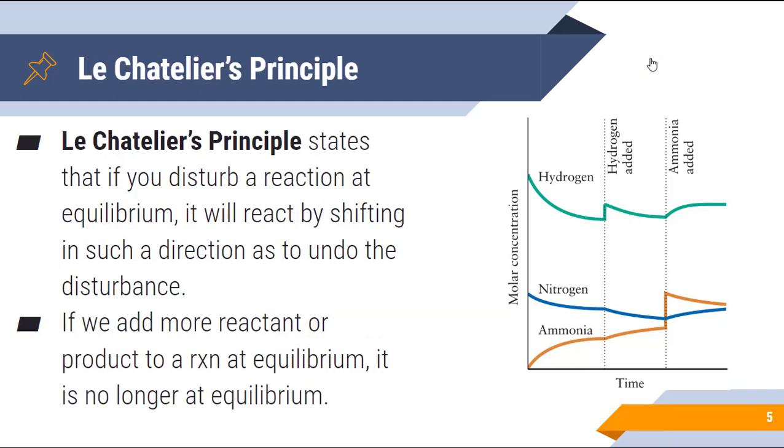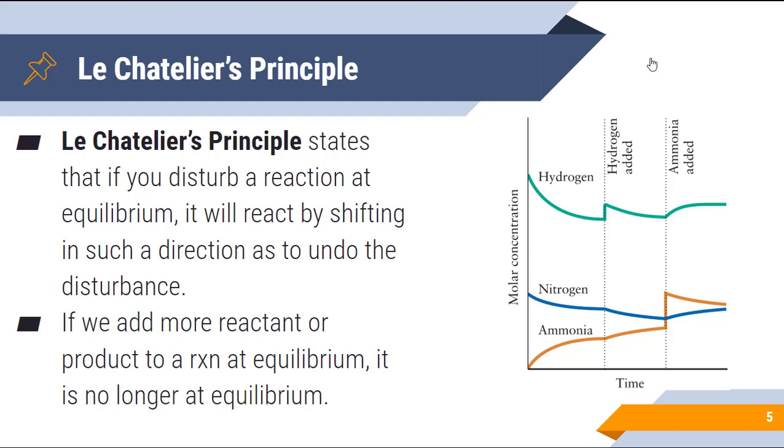Le Chatelier's principle states that if you disturb a reaction in equilibrium, it will react by shifting in a way to balance and undo the disturbance. So if we disturb something at equilibrium, then the reaction is going to go whatever direction it needs to in order to reestablish equilibrium. It likes to be at equilibrium. It's happy there. It's thermodynamically favorable. So if we disturb the system, then the reaction is going to react in a way where it reestablishes equilibrium.